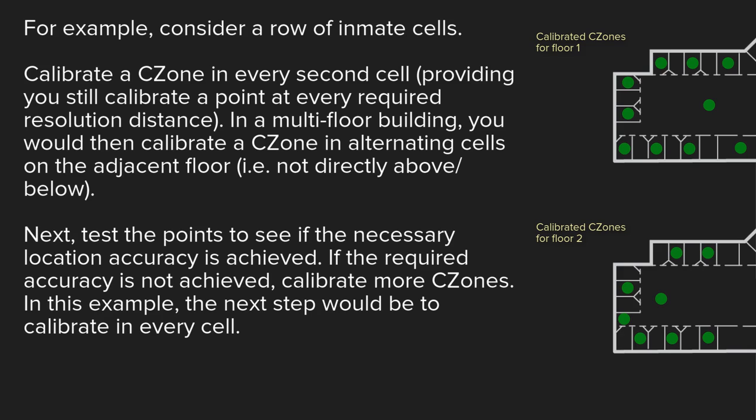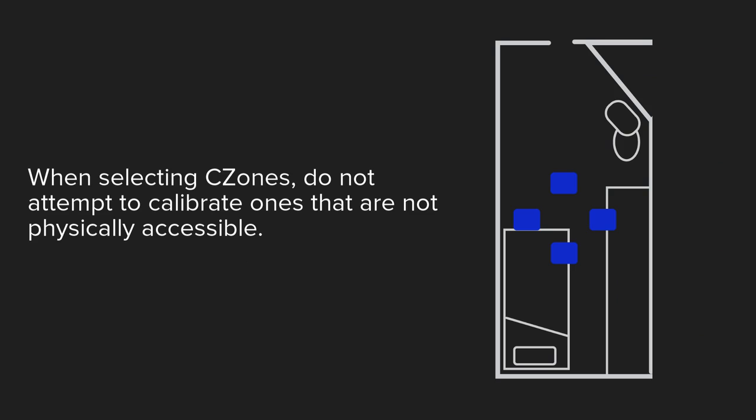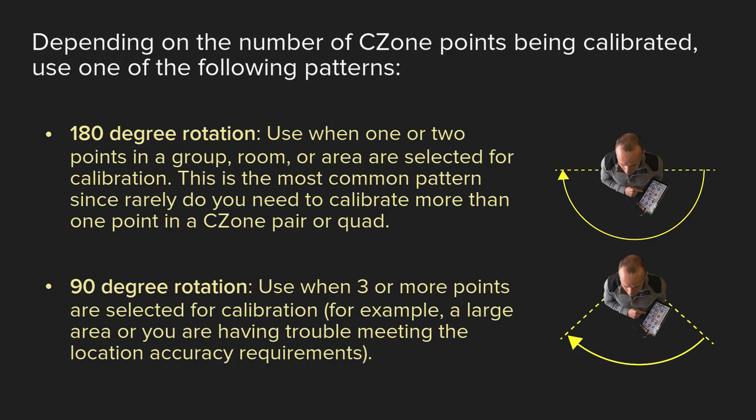Next, test the points to see if the necessary location accuracy is achieved. If the required accuracy is not achieved, calibrate more CZones. In this example, the next step would be to calibrate in every cell. When selecting CZones, do not attempt to calibrate ones that are not physically accessible. Depending on the number of CZone points being calibrated, use one of the following patterns.